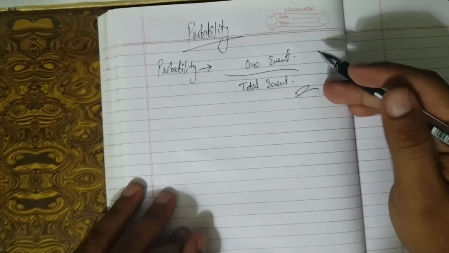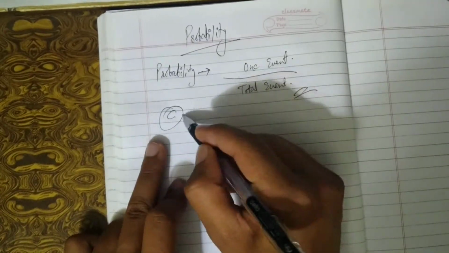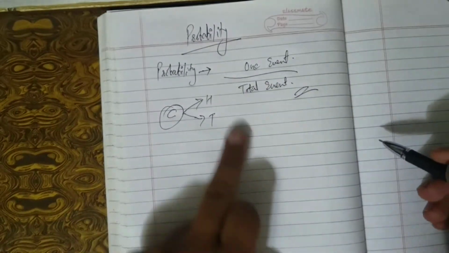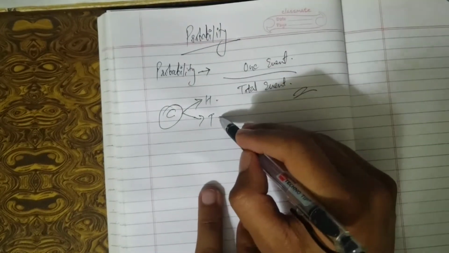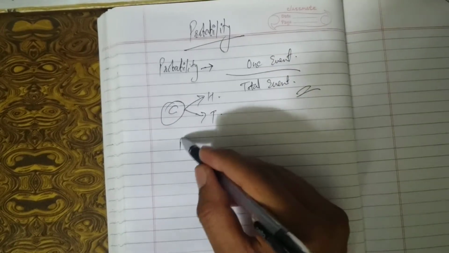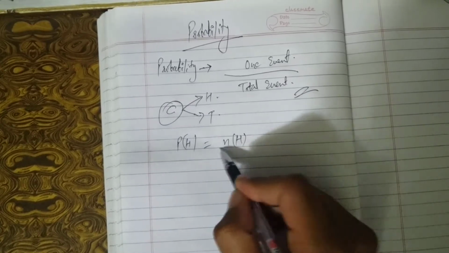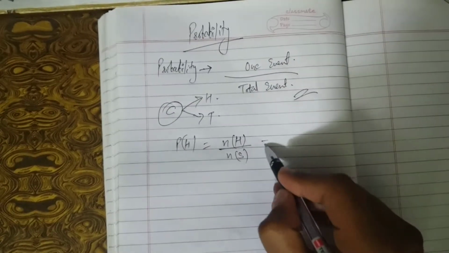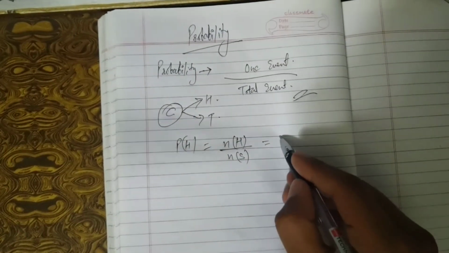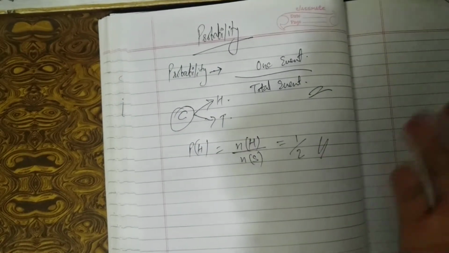Suppose you toss a coin, right? What will happen in a coin? There are just two things in it. When you toss a coin, it's either head or tail, so that is two probable outcomes. So what's the probability of getting head? The probability of getting head is the number of heads divided by the total number of outcomes, so 1 by 2.